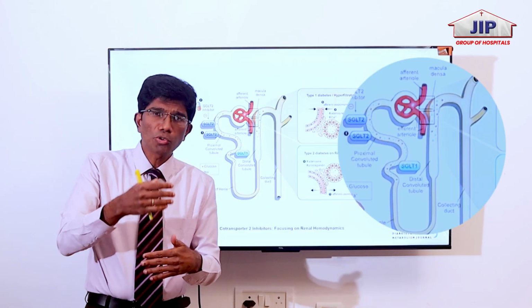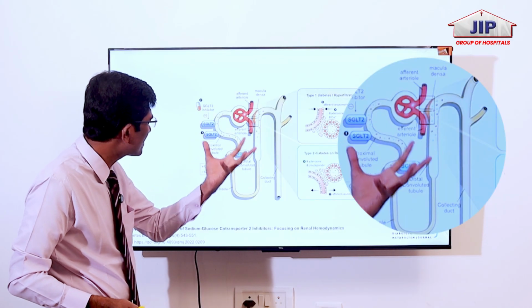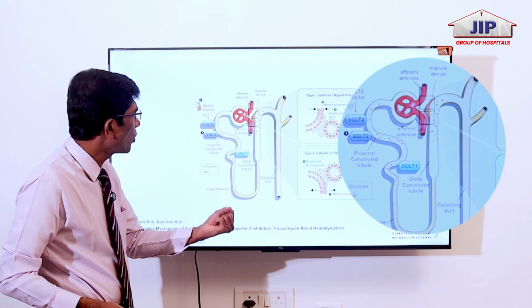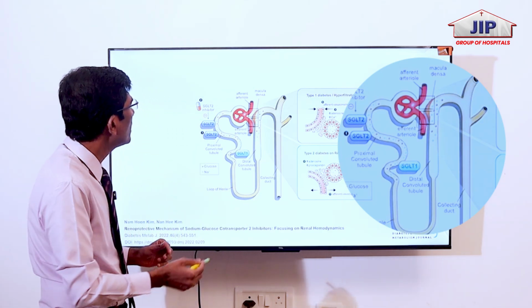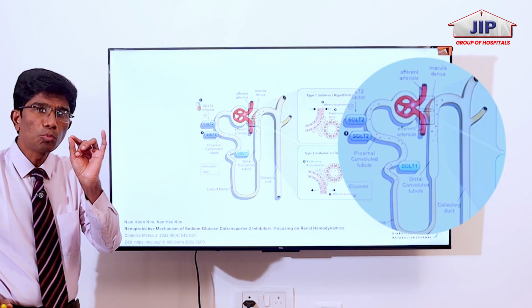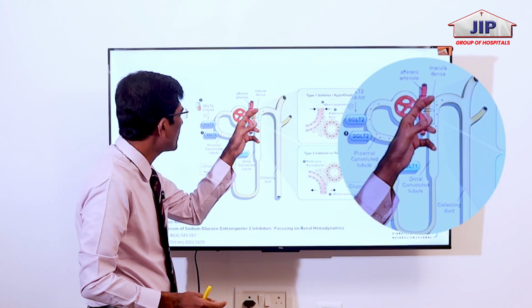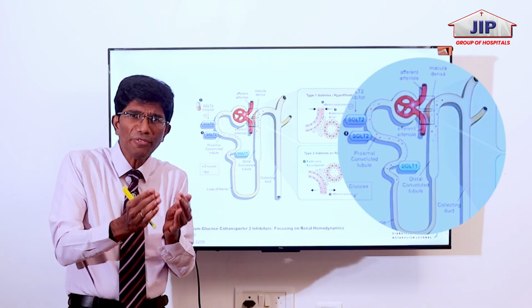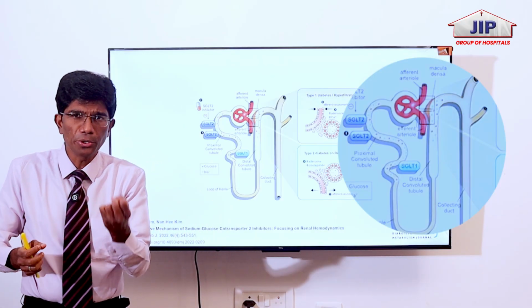So the more sodium is delivered to the distal tubule, the more sodium the distal tubule senses, and because of this adenosine is secreted. This adenosine causes afferent arteriolar constriction. That's the most important point. So when you constrict the afferent arteriole, what is the benefit for us? How does it reduce your proteinuria?